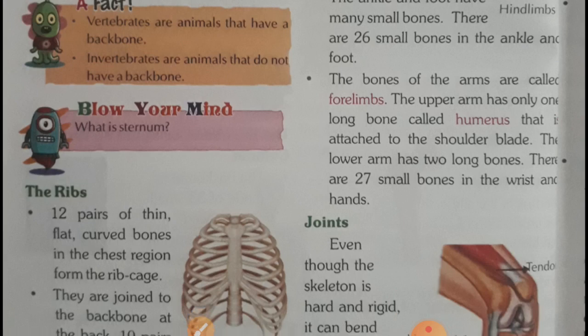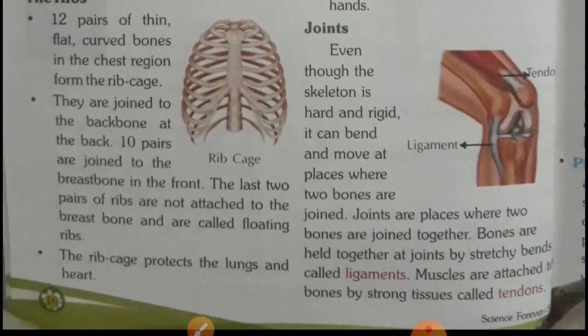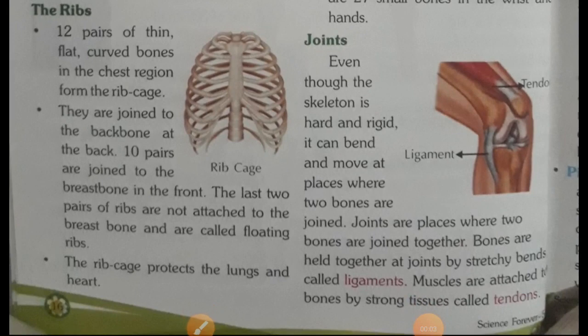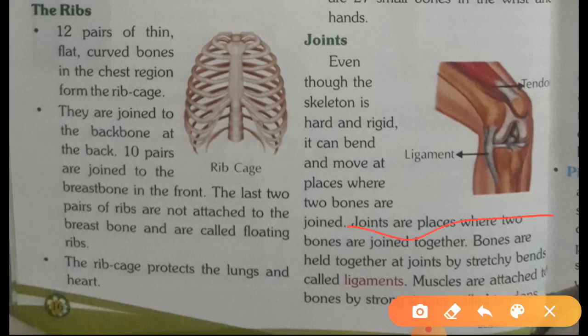Now come to joints. Even though the skeleton is hard and rigid, it can bend and move at the place where two bones are joined. So our skeleton is hard, still there are some points where we can bend our bones. Joints are places where two bones are joined together. So what is a joint? A joint is the place where two bones are joined to each other.